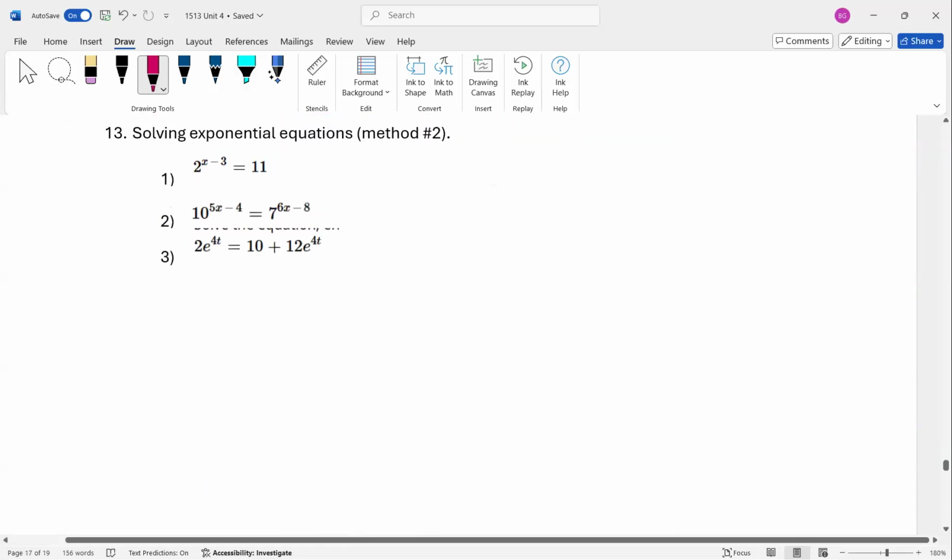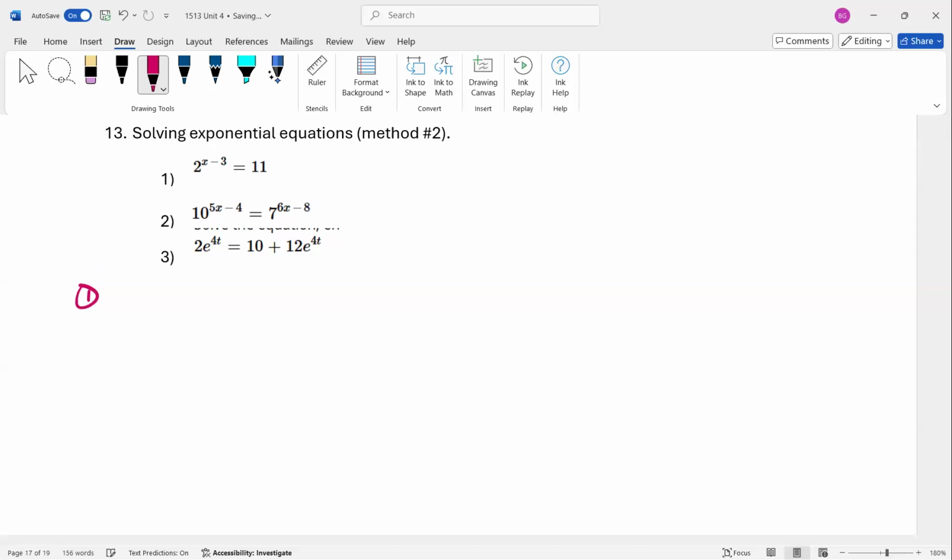Now let's look at number 13. What if the left side and the right side of an exponential equation are hard or not convenient to write as powers with the same base? For example, number 1 in this topic: 2 to the power of x minus 3, minus 3 equals 11.